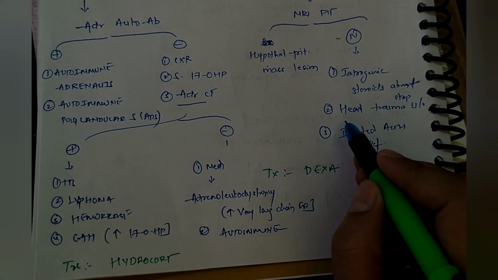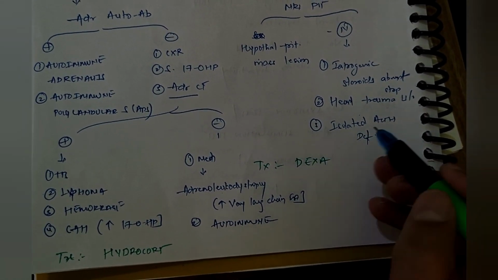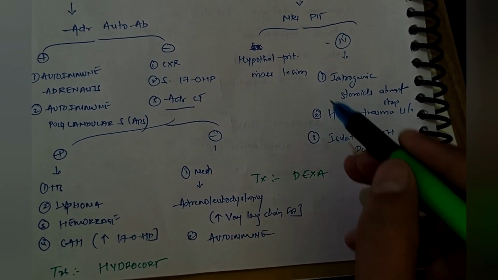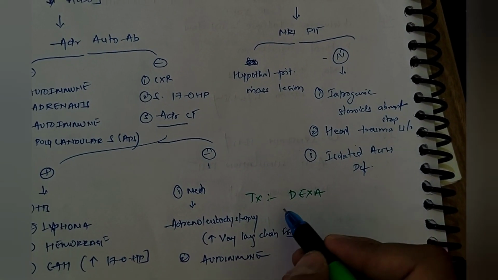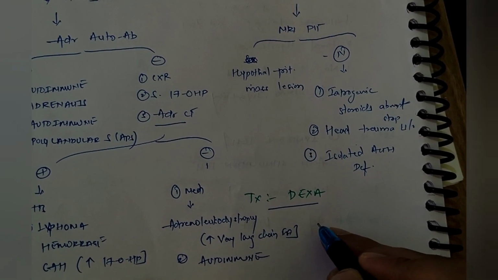And then if there is a history of head trauma or isolated ACTH deficiency, in those cases also the MRI will be normal. Now treatment in secondary causes is with tablet dexamethasone.